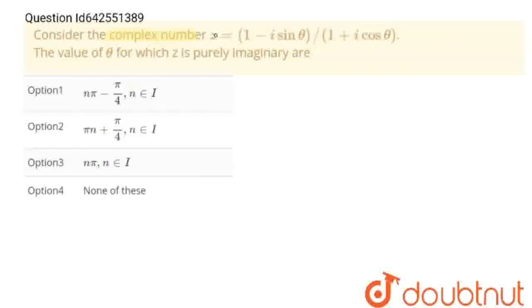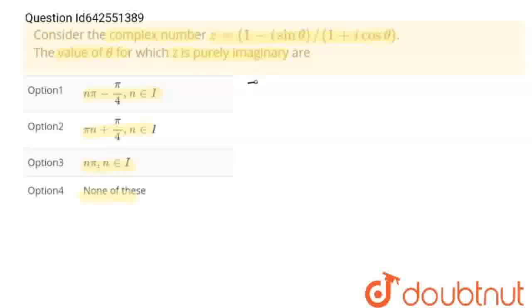Hello student, the question is: consider the complex number z = (1 − iota sin theta) / (1 + iota cos theta). The value of theta for which z is purely imaginary are, and there are four options. We have to say which of the following options is correct. So let's solve this problem.